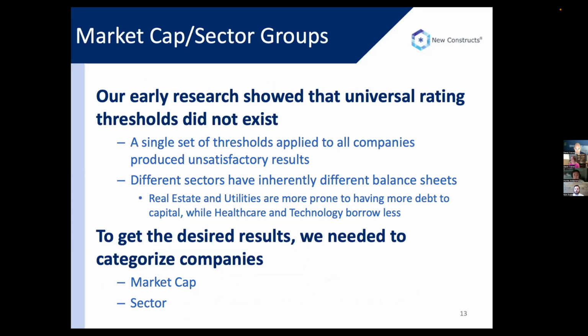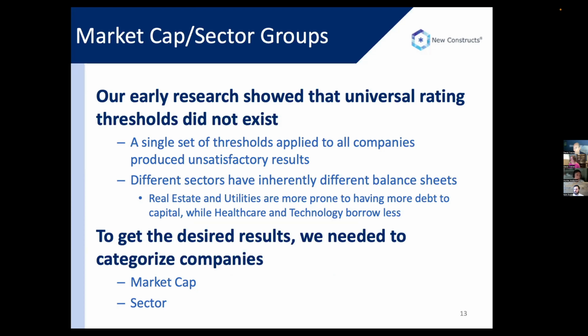So in the beginning, we tried to apply a universal set of thresholds to all companies. And what we found was that the results were pretty horrible. They were unsatisfactory to say the least. And this makes sense because every sector has inherently different balance sheets and inherently different businesses. So you think about real estate and utility companies, they're much more prone to having debt, whereas healthcare and technologies borrow less. They raise more money through the equity markets.